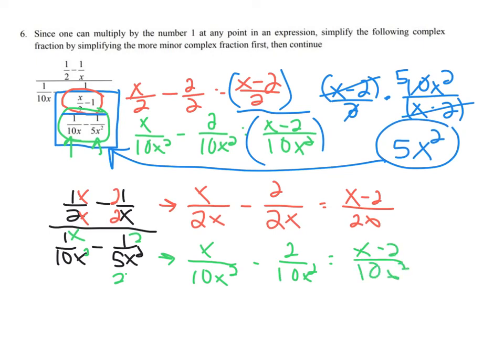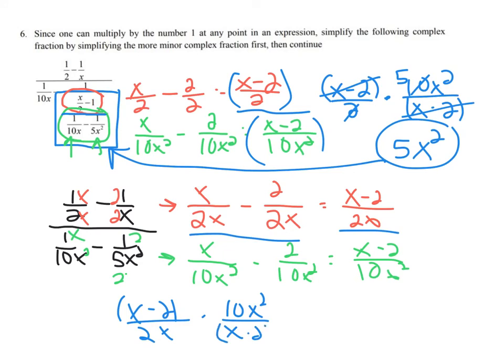And again, we are dividing, so we're going to multiply by the reciprocal. We have x minus 2 over 2x, which is our numerator, times 10x squared over x minus 2, which is our denominator. The x minus 2 simplifies out, one of our x's also simplifies out, and we're left with 10x over 2, which gives us 5x.